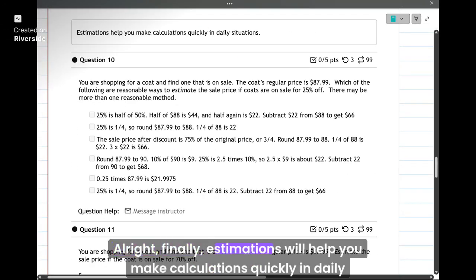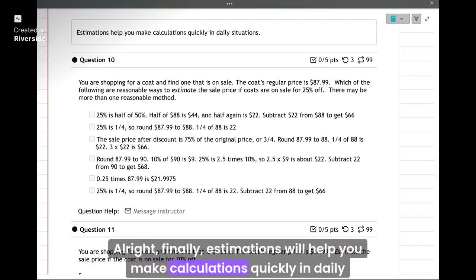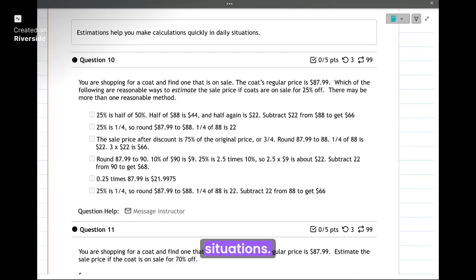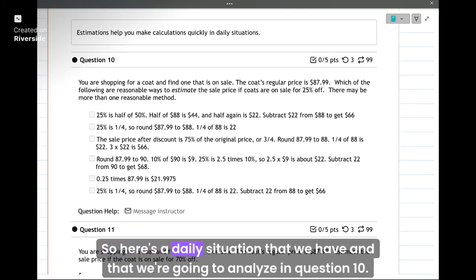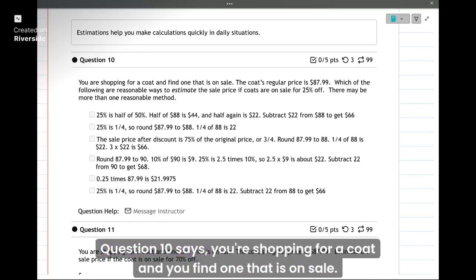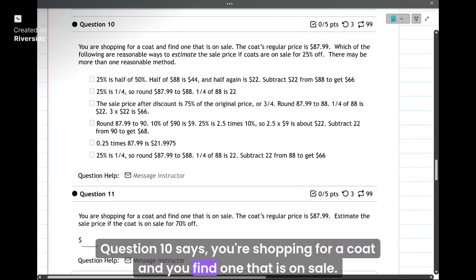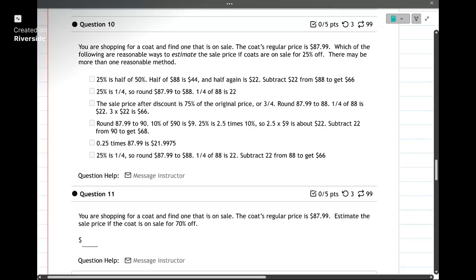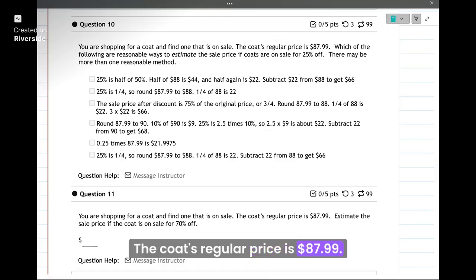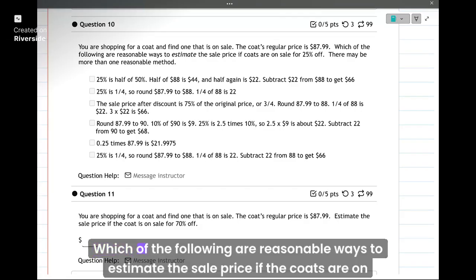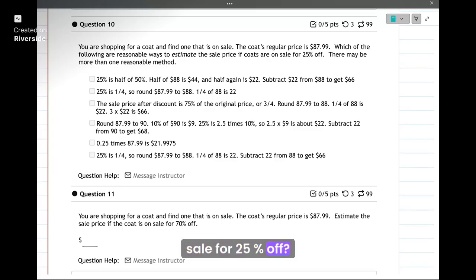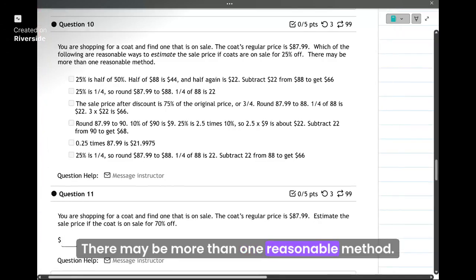All right, finally, estimations will help you make calculations quickly in daily situations. So here's a daily situation that we're going to analyze in question 10. Question 10 says, you're shopping for a coat and you find one that is on sale. The coat's regular price is $87.99. Which of the following are reasonable ways to estimate the sale price if the coats are on sale for 25% off? There may be more than one reasonable method.